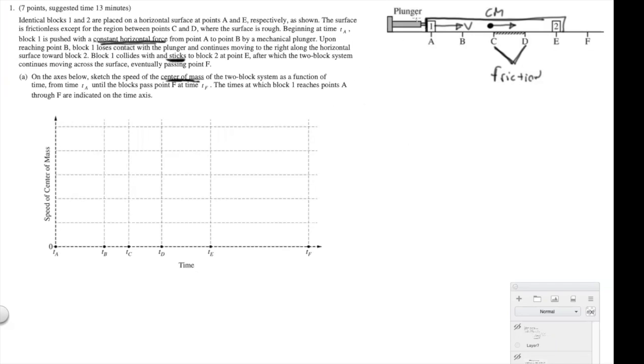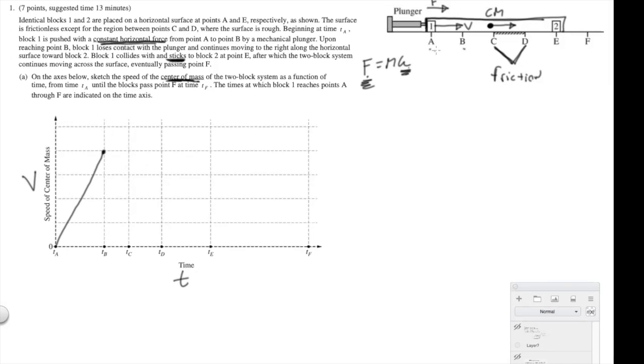If the plunger pushes with a constant force, that's going to lead to a constant acceleration for block 1, right? Because F equals ma. If the force is constant, the acceleration will be constant. So from time A to time B, the velocity of the center of mass is going to go, let's just put it up to here, bigger, bigger, bigger. And this should be a straight line, because here we have velocity versus time, and the slope of that is acceleration, and it's a constant force, so constant acceleration.